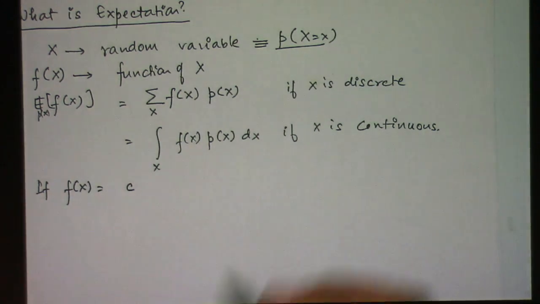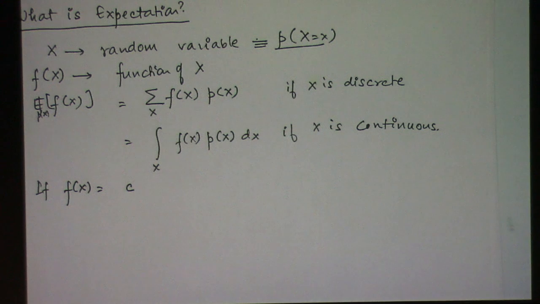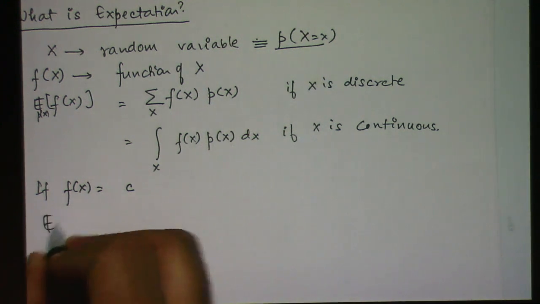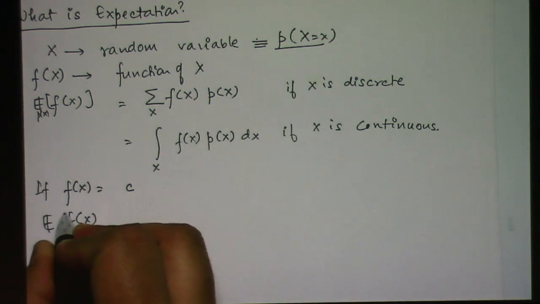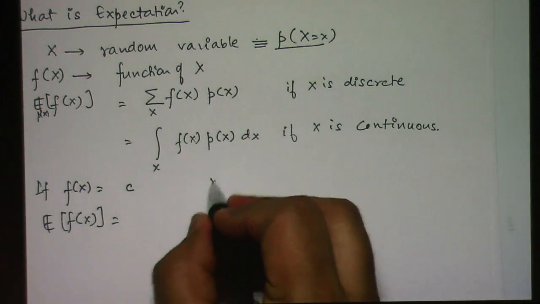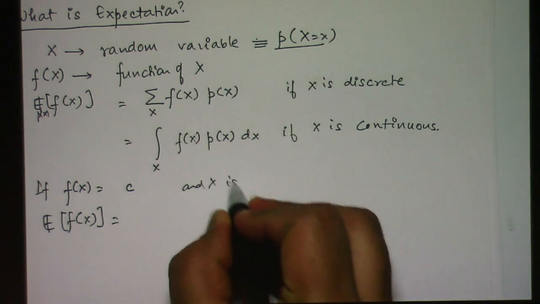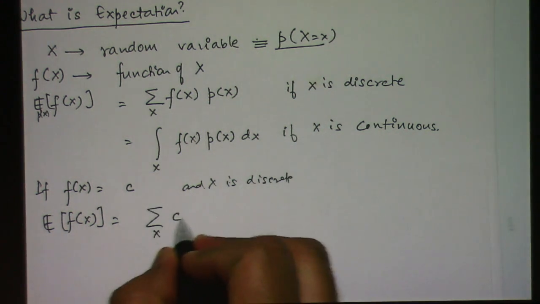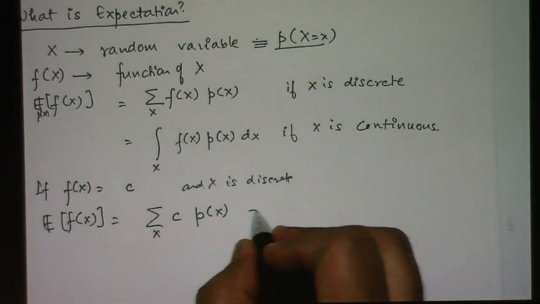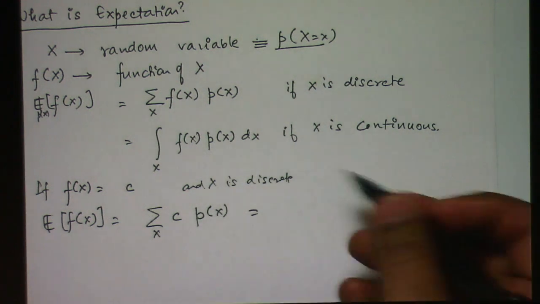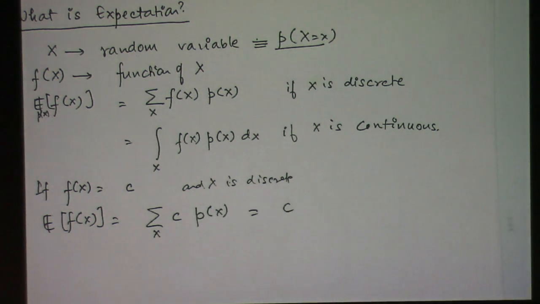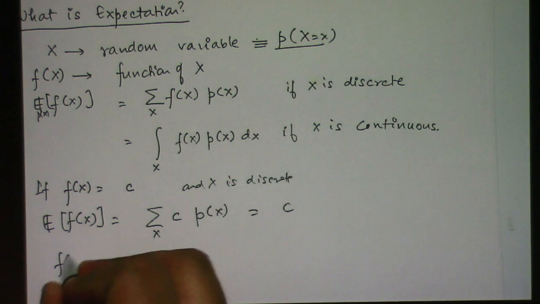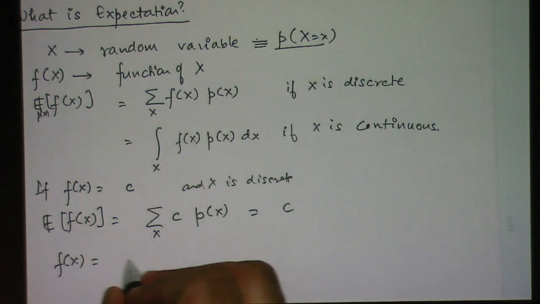Let's do some simple expectations. Let's assume that f of x is a constant, so it does not depend on x at all. Then the expected value of that function is, let's assume x is discrete, a summation over all possible values of x, and since c is constant, it comes out, and the summation of p of x over all x is just going to be 1. So the expected value of c will just be c.